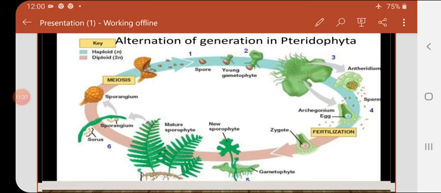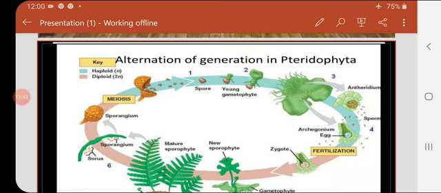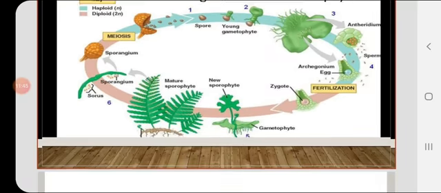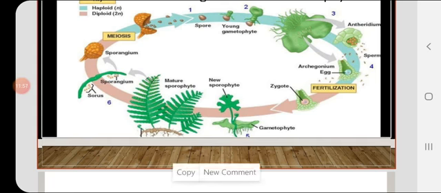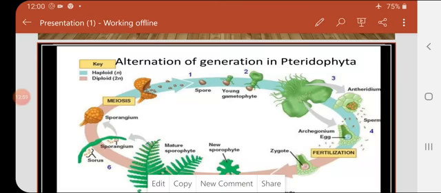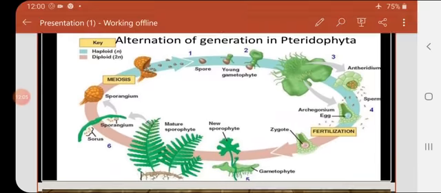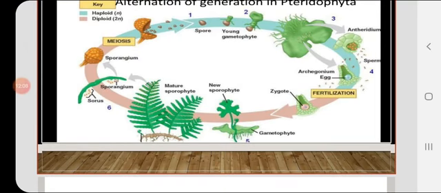So the gametophytic generation produces male gametes and female gametes. When they are produced, fertilization will take place and a zygote will be formed. From the zygote, a new sporophyte will come. You can see here the zygote gives rise to a new sporophyte. So it continuously shows alternation of generation: sporophyte produces spores, spores produce gametophyte, gametophyte produces gametes, and the union of gametes produces the new sporophyte again.